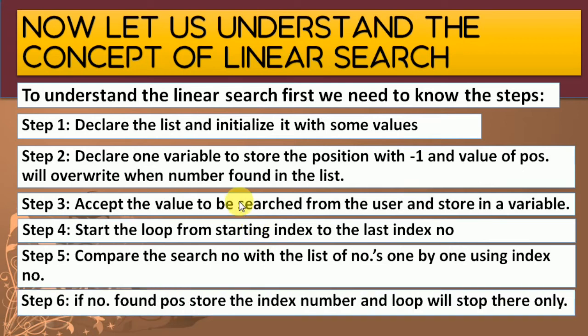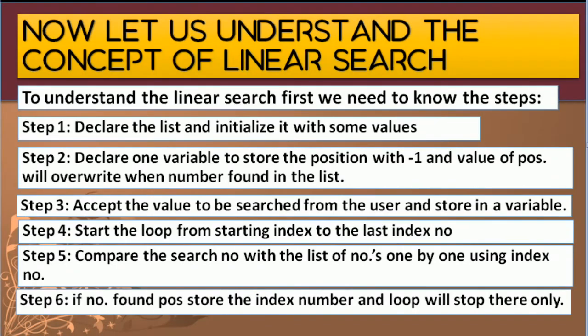And what is the next one? If the number is found, store the position, that is the index number, and stop the loop there only. And after that, use the if condition again and check whether the position is greater than 0 or not. If greater than 0, then write number found, else number not found. Okay, now you know all the steps of linear search. Step 1, 2, 3, 4, 5, 6. Now I'm going to explain that practically also and show the presentation also.